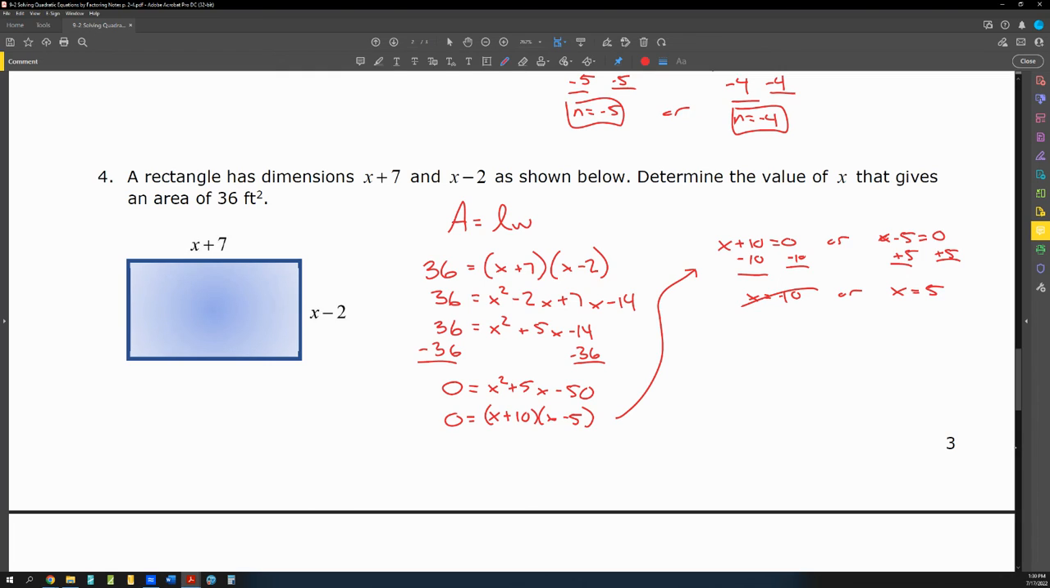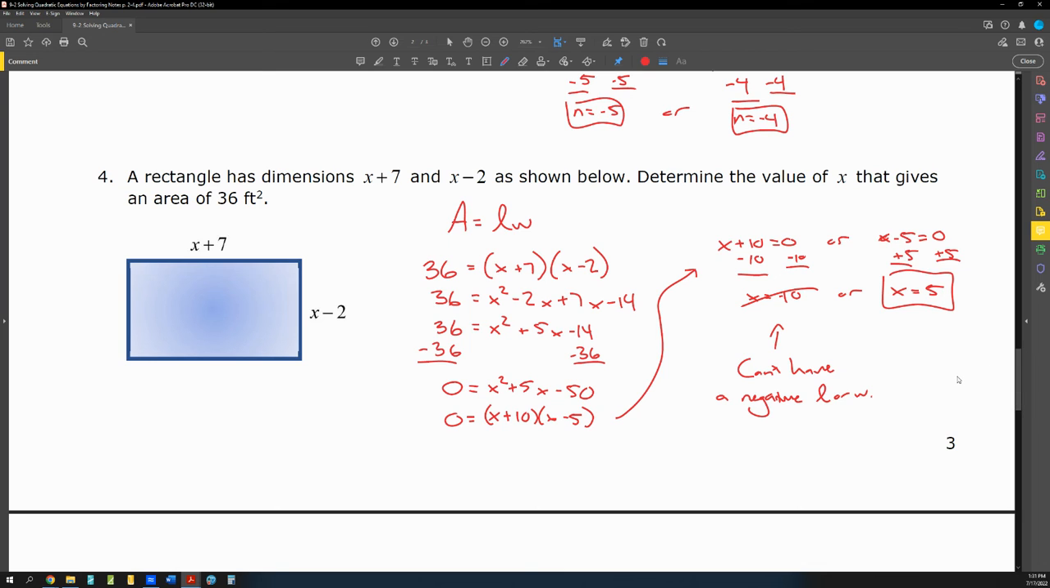We also should check x equals 5 to see if that causes any dimension to be negative, and indeed it does not. So if we plug in 5 into either of these dimensions, we get a length of 12 and a width of 3. And so that checks out. Okay? So our solution is just the single answer, x is equal to 5 feet. Okay? So we eliminate, just in summary, x equals negative 10 because we can't have a negative length or width. Can't have a negative dimension.